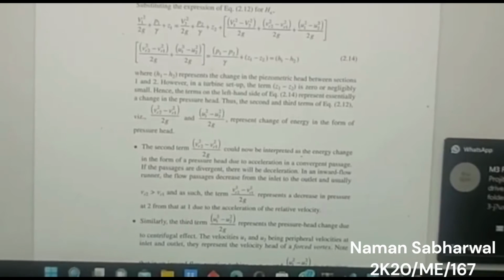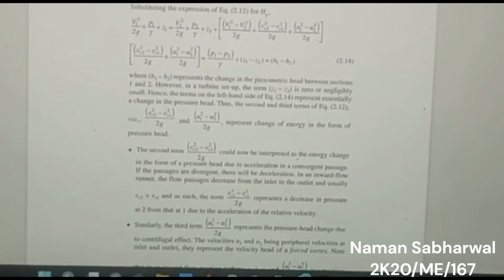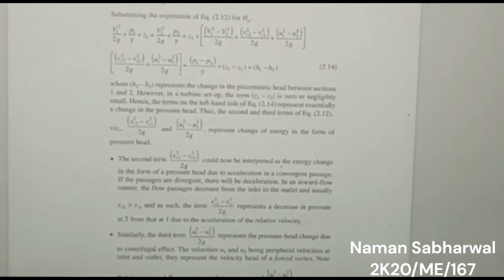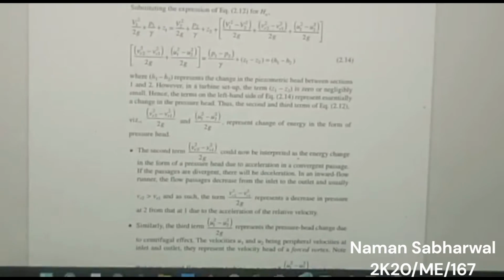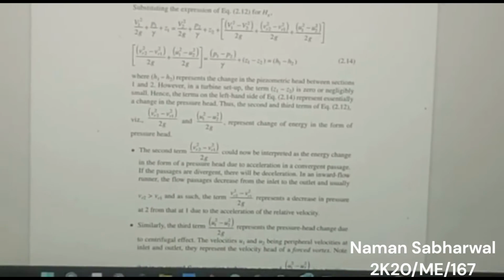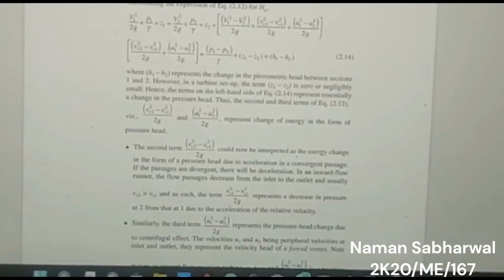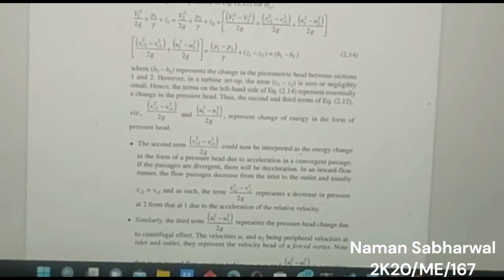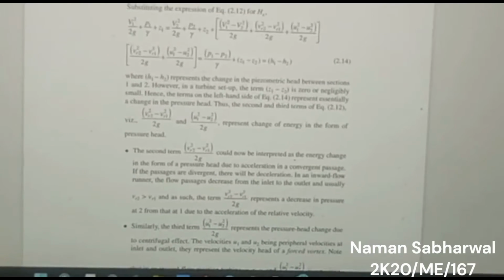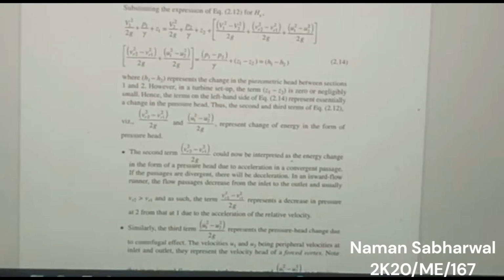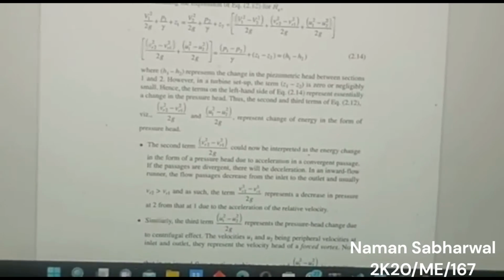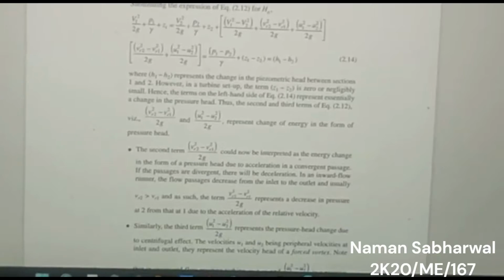The second term, VR2 square minus VR1 square divided by 2G, could now be interpreted as the energy change in the form of pressure head due to the acceleration in convergent passage. If the passages are divergent, there will be deceleration in an inward flow runner. The flow passages decrease from the inlet to the outlet, and usually VR2 is greater than VR1, and as such the term VR2 square minus VR1 square divided by 2G represents a decrease in pressure at 2 from that at 1 due to acceleration of the relative velocity.